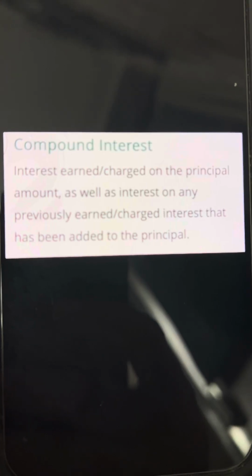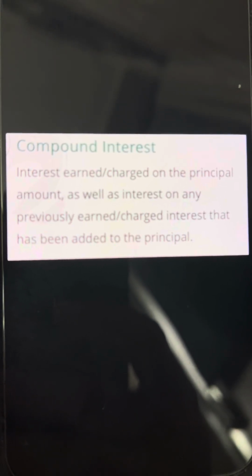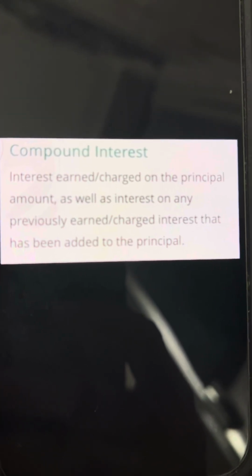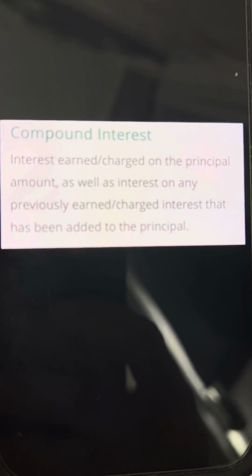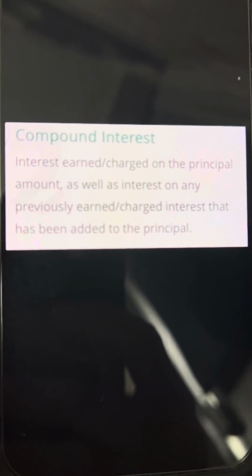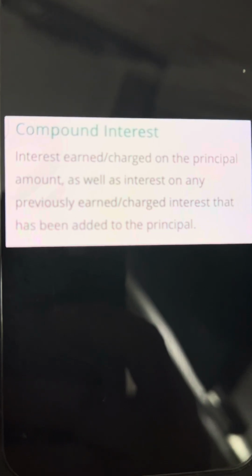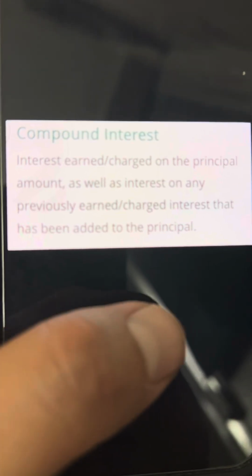Compound interest. Interest earned or charged on the principal amount, as well as interest on any previously earned or charged interest that has been added to the principal.